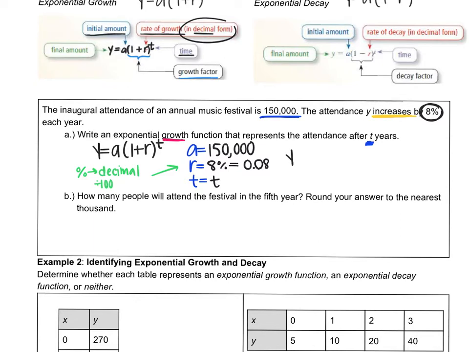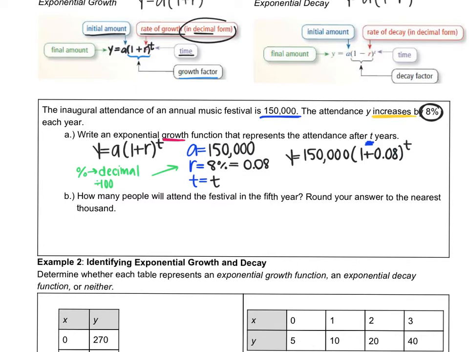So my equation will be y equals 150,000 times 1 plus 0.08 to the t power. Right now, there's not a lot of simplifying I can do because order of operations says I would have to do parentheses first. That I can do. Then I would have to do the exponent, which I can't because I don't know the exponent.